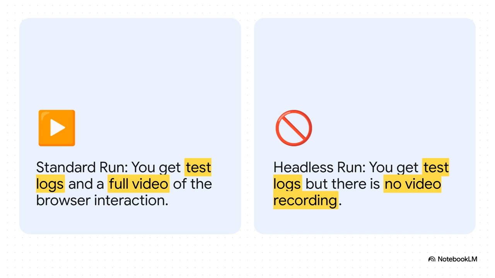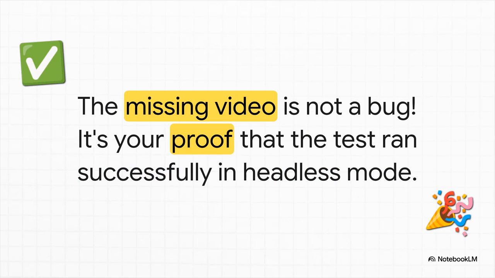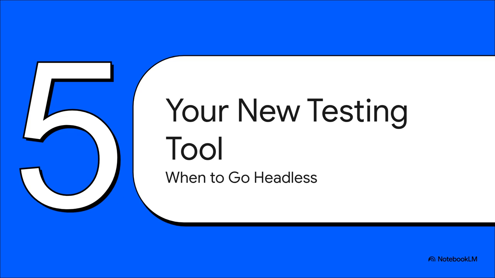See, with a standard run, you get a full video recording of everything that happened in the browser. But with a headless run, well, there's no GUI to record, so there's no video. You still get all the important stuff, like your test logs, but that video file will be gone. So that's it. That missing video isn't an error, it's your confirmation. It's the proof that your test ran successfully without a user interface. It feels a little weird, but in this case, seeing nothing is exactly what you want to see. Success!